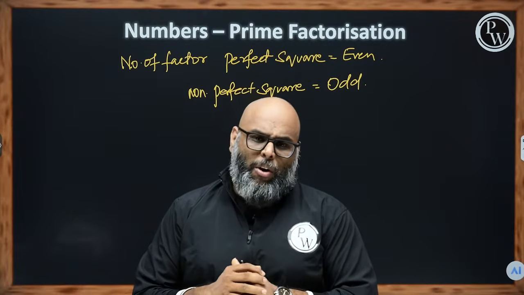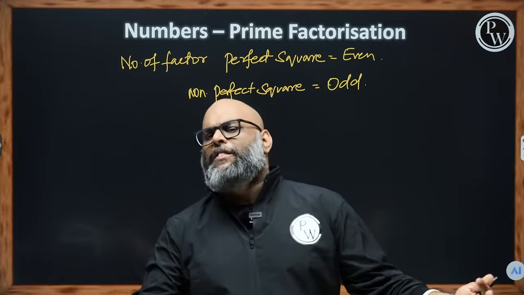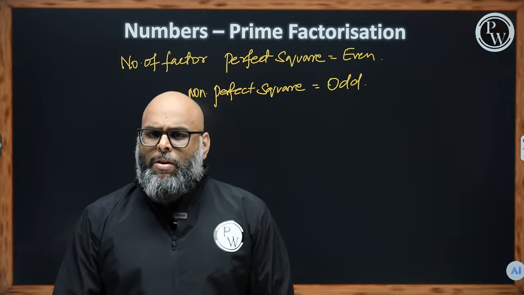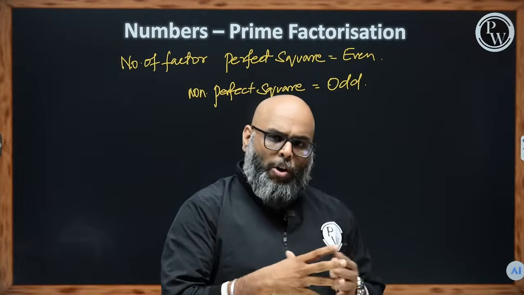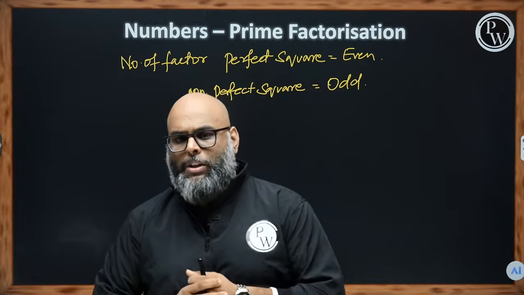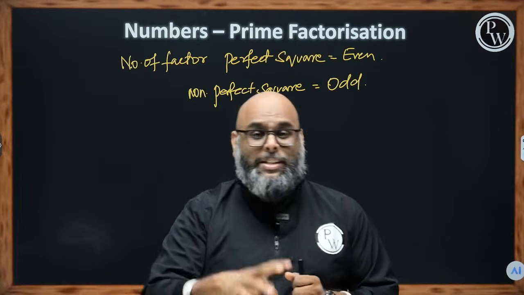But before we go to this, we all might have this question. Hey, why does a perfect square have odd number of factors? Why does this group follow this pattern and why does the other group follow another pattern? The answer lies in the question.